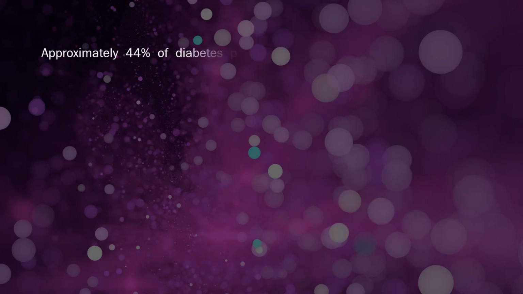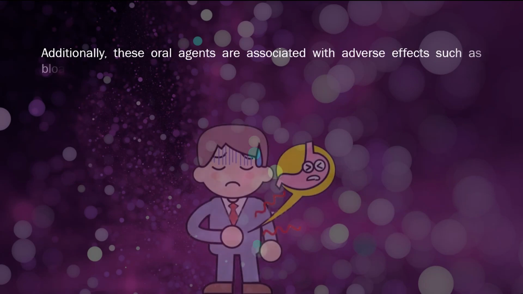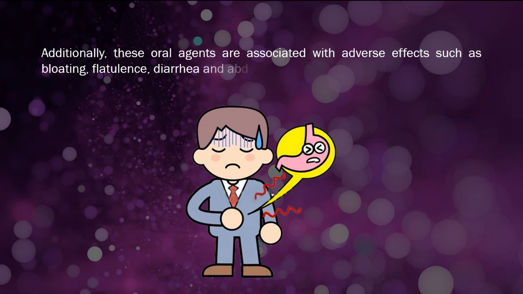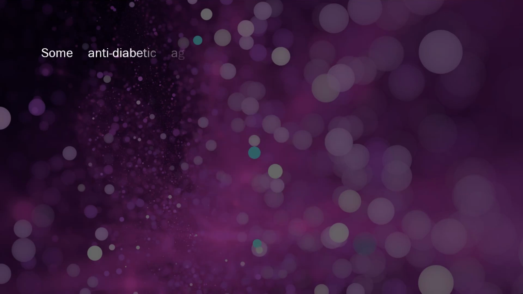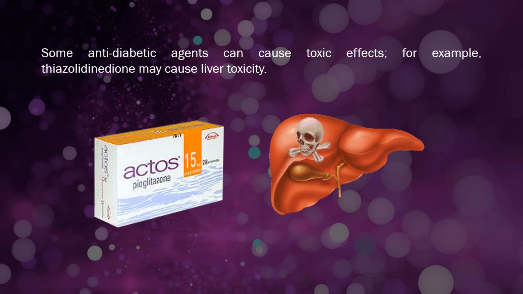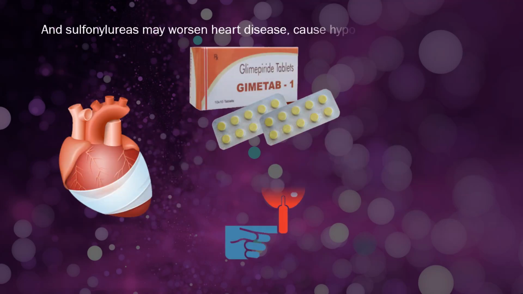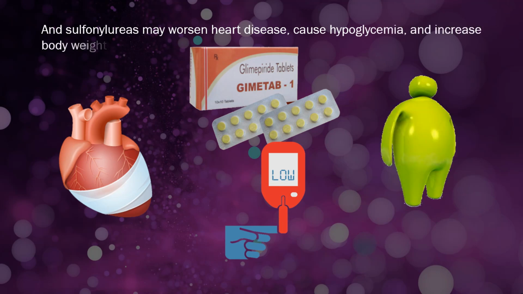Approximately 44% of diabetes patients develop resistance to sulfonylurea treatment within 6 years. Additionally, these oral agents are associated with adverse effects such as bloating, flatulence, diarrhea, and abdominal discomfort. Some anti-diabetic agents can cause toxic effects. For example, thiazolidinedione may cause liver toxicity, and sulfonylureas may worsen heart disease, cause hypoglycemia, and increase body weight.